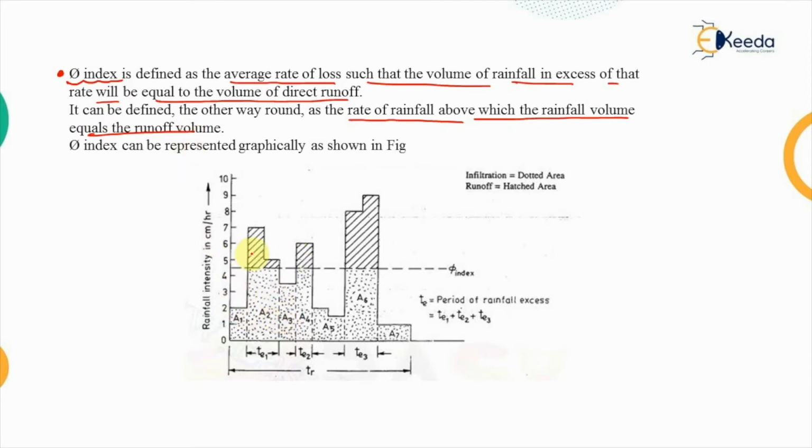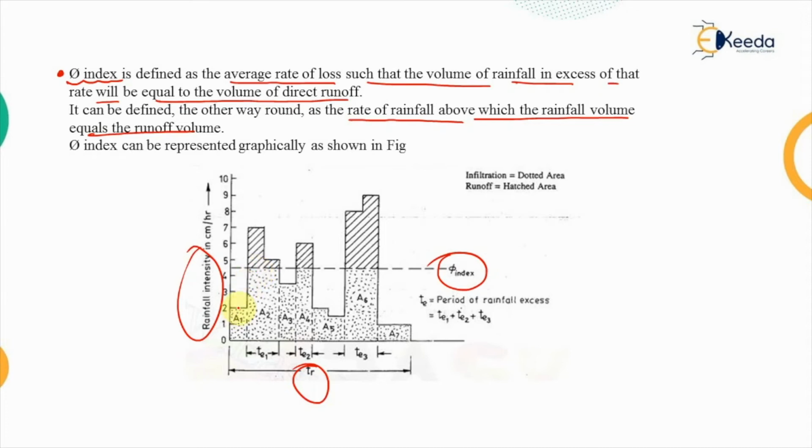So this bar chart is representing a typical hydrograph between the rainfall intensity and the time of the rainfall. This phi index is representing a line, that means below this rate, if a rainfall is occurring, that will be contributing towards the infiltration.